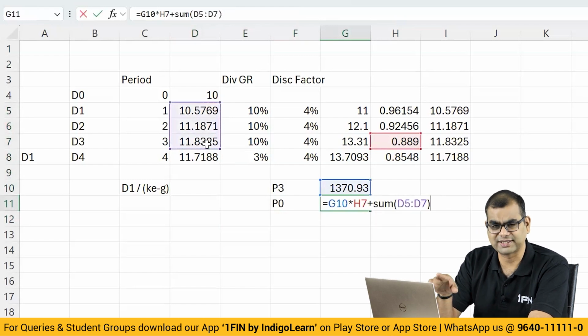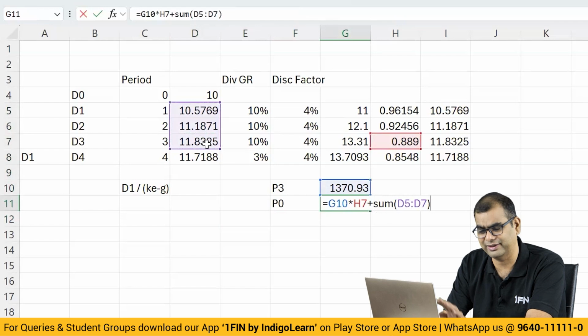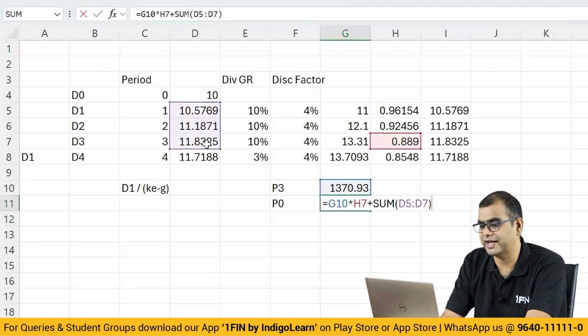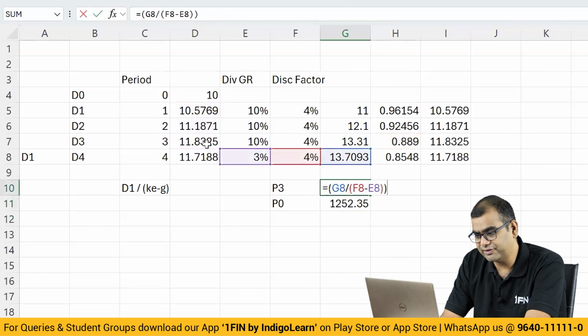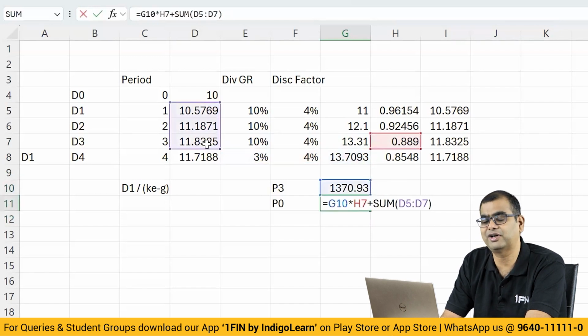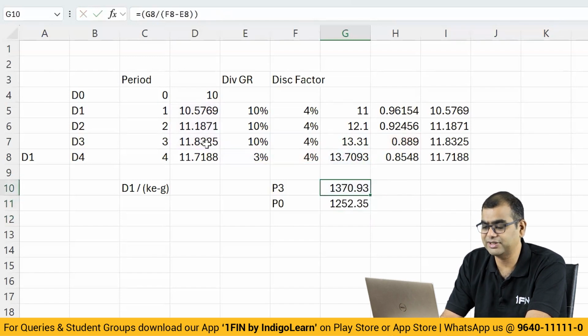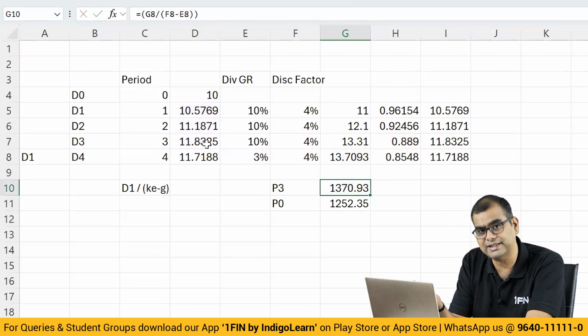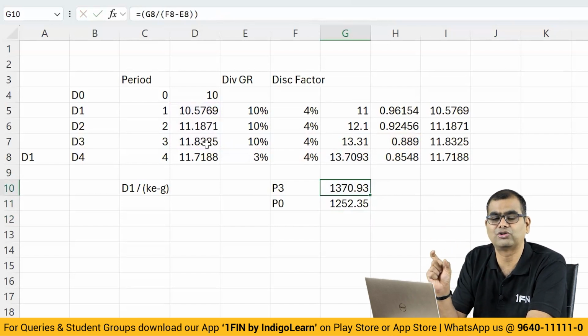Okay, I am going to give this Excel sheet as part of the course, so don't worry about it. If you have understood it, it is logical. So the price of the share is the present value of 1370 for 3 years plus the present value of all dividends for 3 years, right? And what is 1370? 1370 is the third year price assuming constant dividend growth rate from the 4th year.